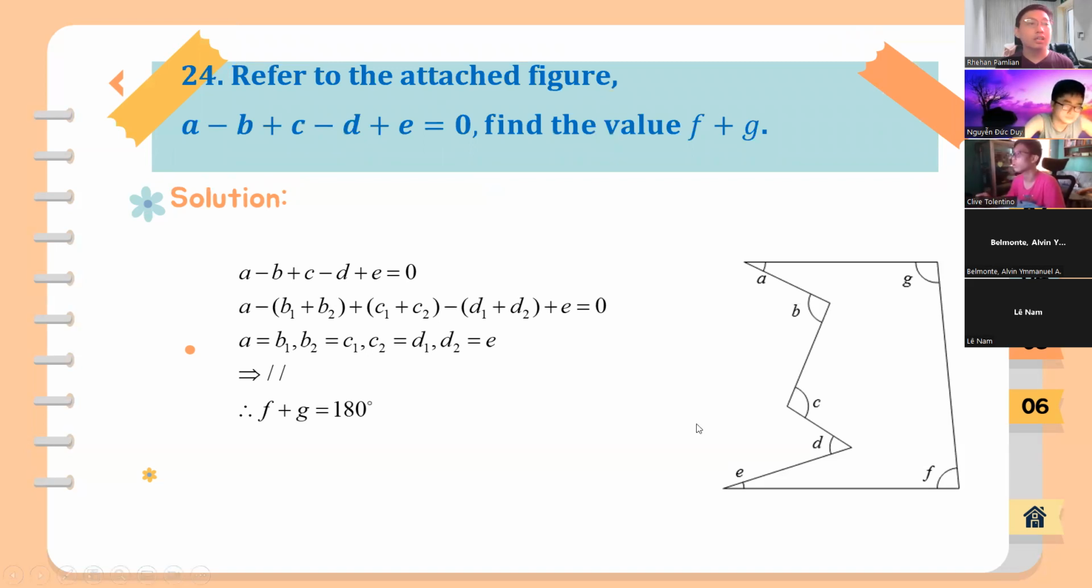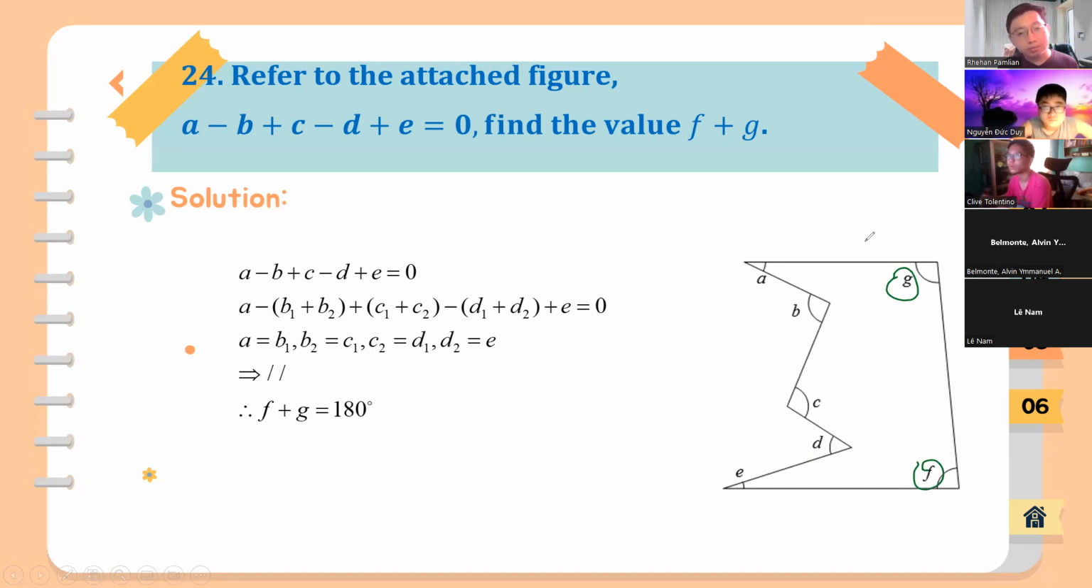Okay, for 24, refer to the attached figure. A minus B plus C minus D plus E is equal to 0. Find the value of F plus G. So we're looking for F plus G, guys. Where is F plus G in the figure? F plus G is this one, right? This is angle F and angle G.